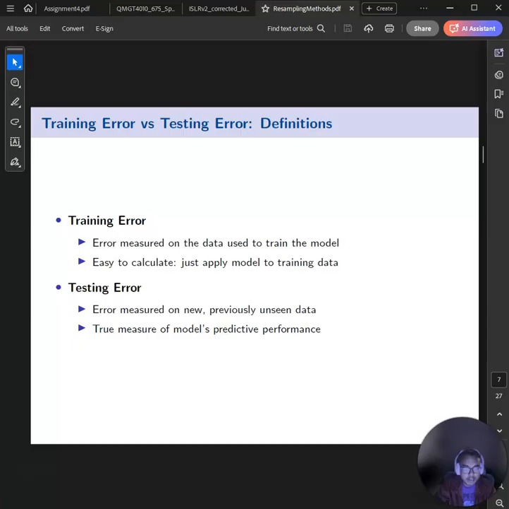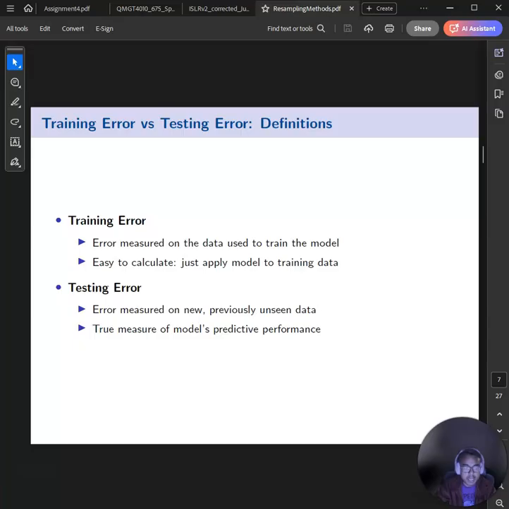So now let's clarify what we mean by training error and testing error, as these are fundamental concepts in model evaluation. Training error is the error measured on the same data used to train the model. It is easy to calculate. We just apply our model to the training data and see how well it performs. But that's not the whole story.